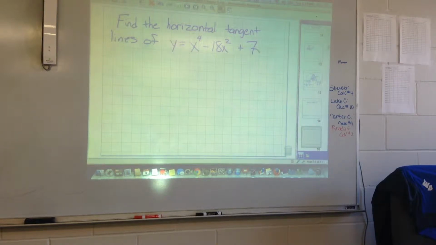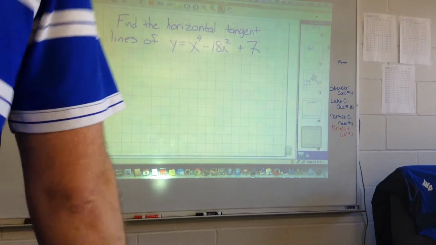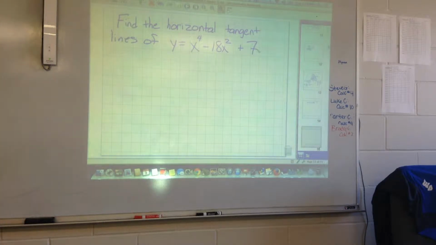Is this going to be a take-home test? No. Okay, so find the horizontal tangent lines of that function.